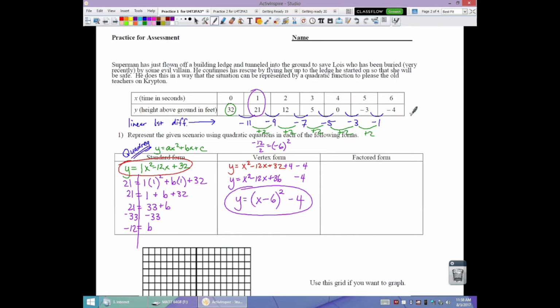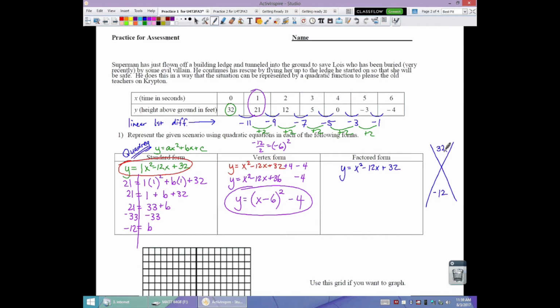Factored form, I need to go, again, back to my standard, y equals x squared minus 12x plus 32, and that's the one I'll try to factor. First, I look for a GCF. I don't have one. So I jump to the magic x. 1 times 32 is 32. That's the product I'm looking for. The middle term, negative 12, will be the sum.